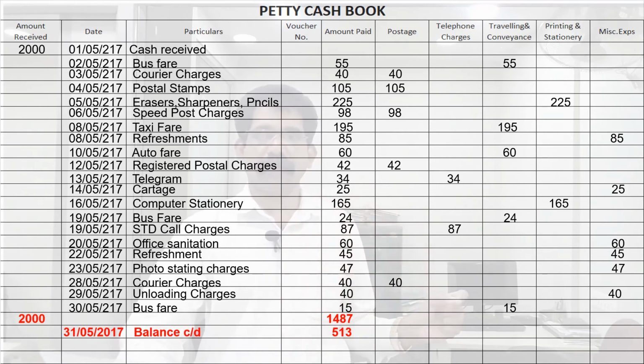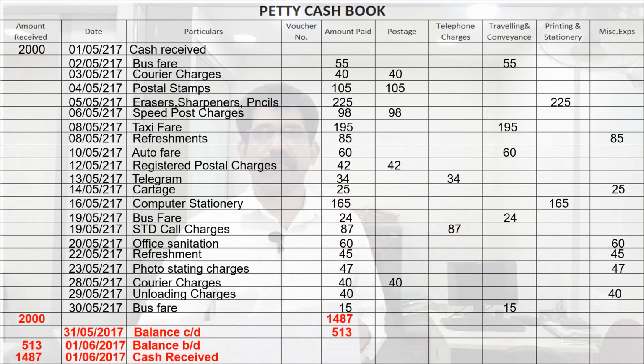Carry forward the 513 rupees to the next day, 1st December, and write rupees 513 on the received column. Rupees 513, 1st December, in particulars column, balance brought down. We are keeping the petty cash book under imprest system, so we have to maintain rupees 2000. Here we have to get 1487 from the main cashier. So write the next entry on the receipt column 1487, 1st December.